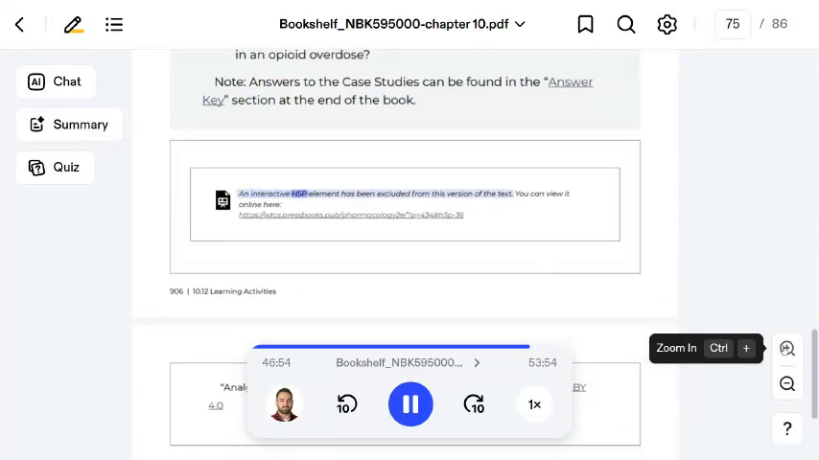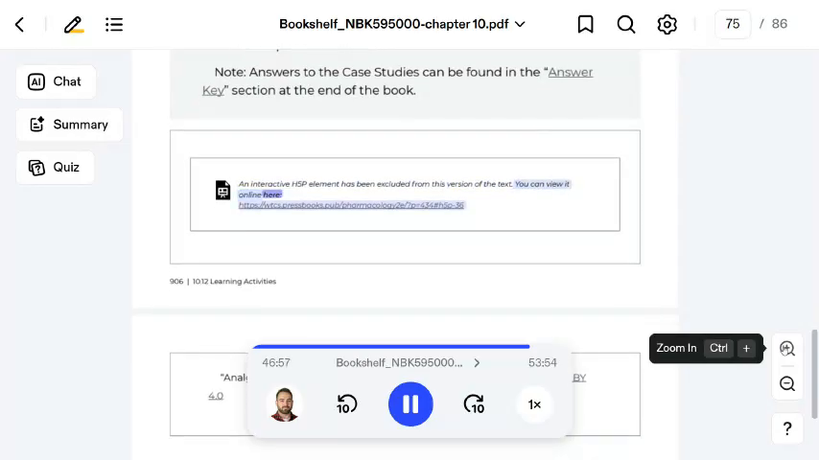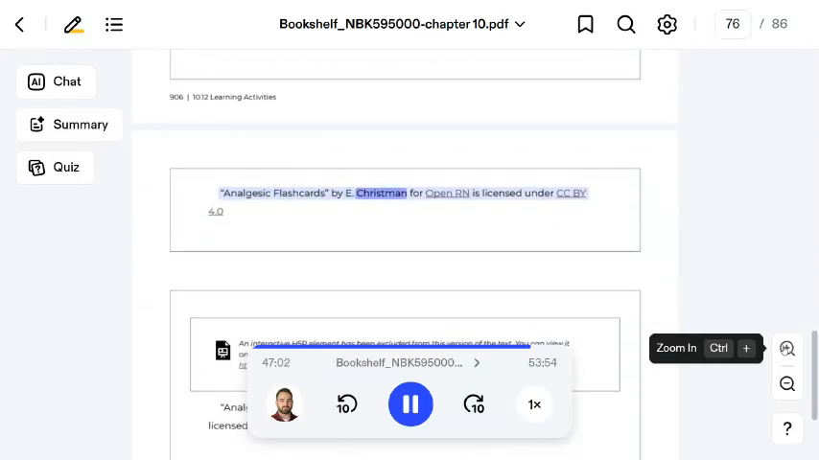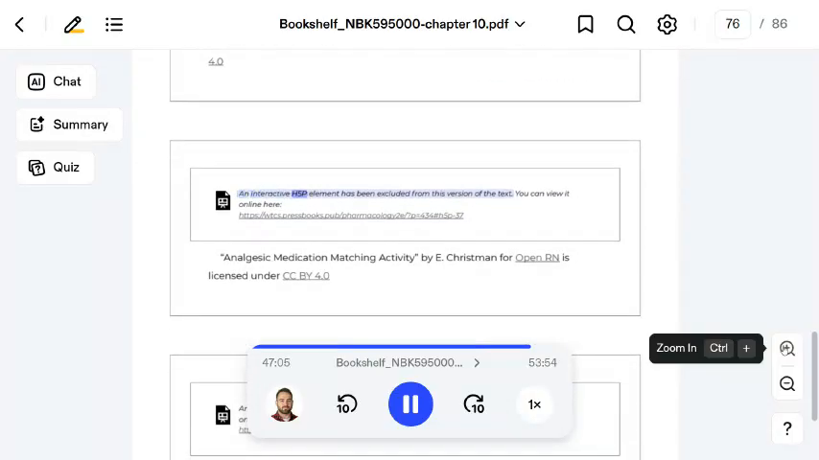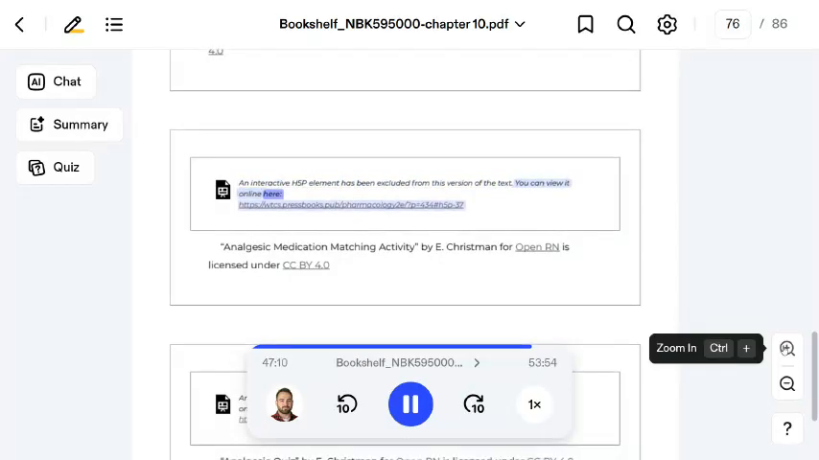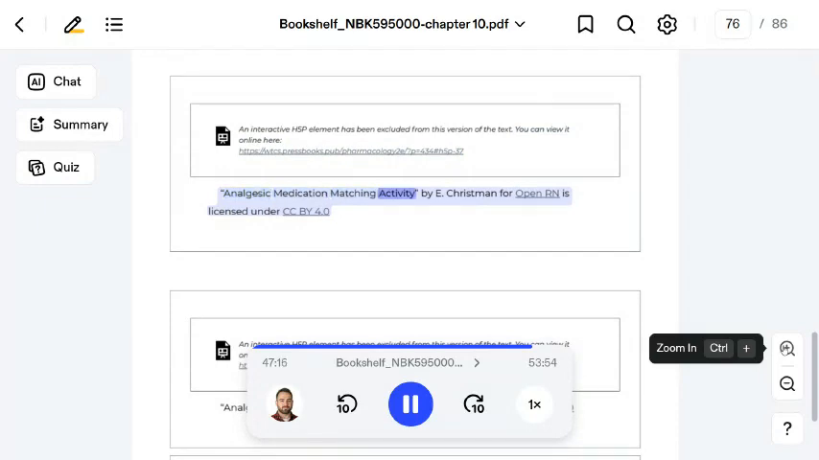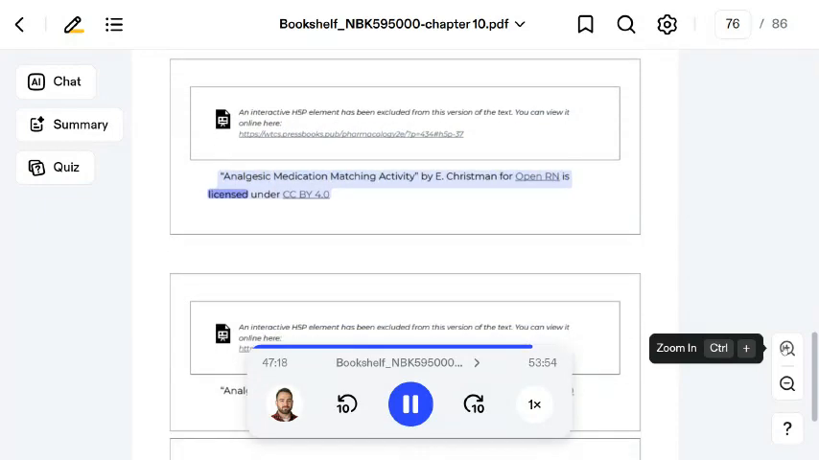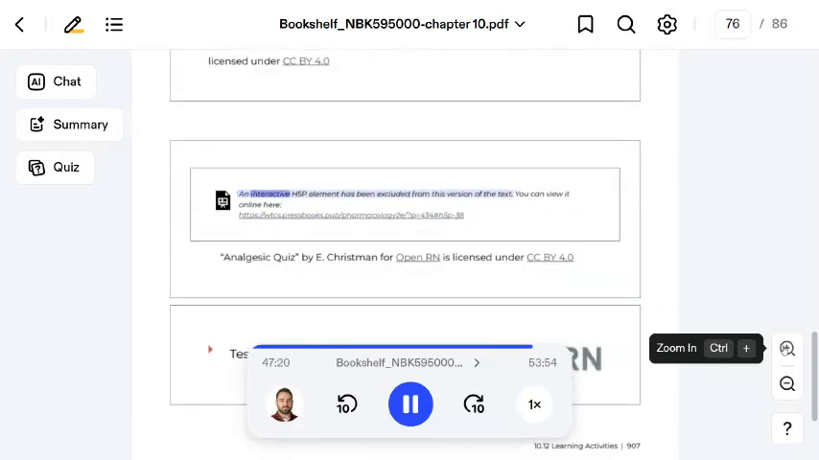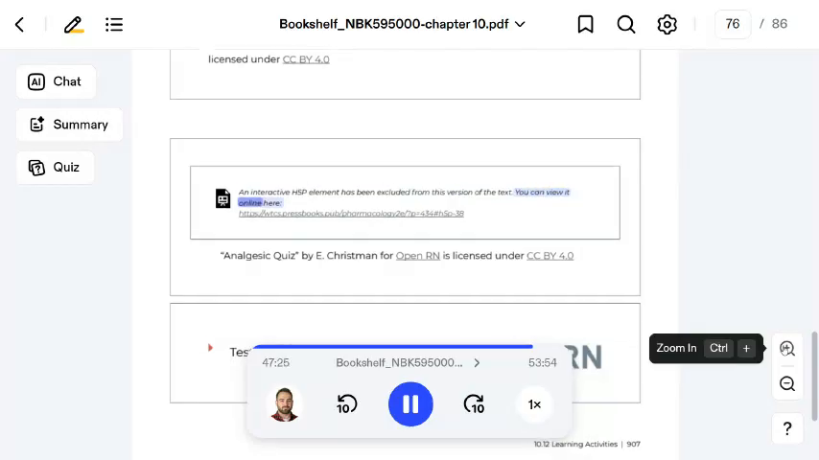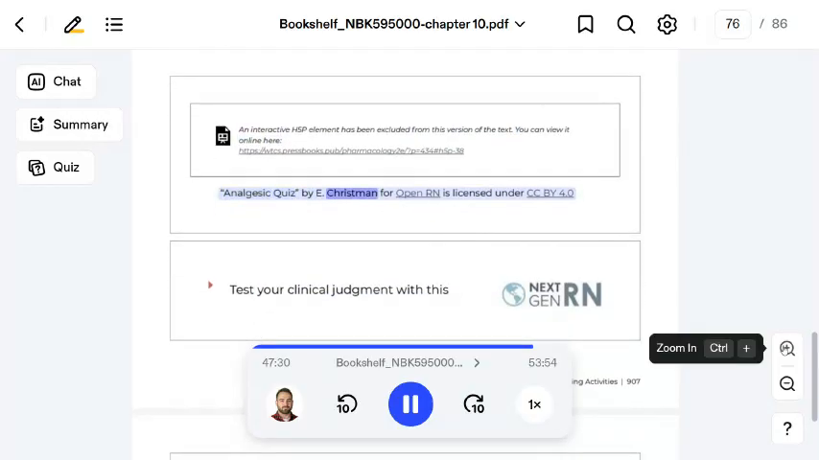An interactive H5P element has been excluded from this version of the text. You can view it online here. Analgesic flashcards by E. Chrisman for OpenRN is licensed under CC BY. An interactive H5P element has been excluded from this version of the text. You can view it online here. Analgesic medication matching activity by E. Chrisman for OpenRN is licensed under CC BY 4.0. An interactive H5P element has been excluded from this version of the text. You can view it online here. Analgesic quiz by E. Chrisman for OpenRN is licensed under CC BY 4.0.